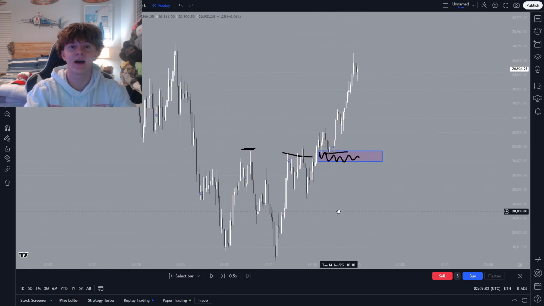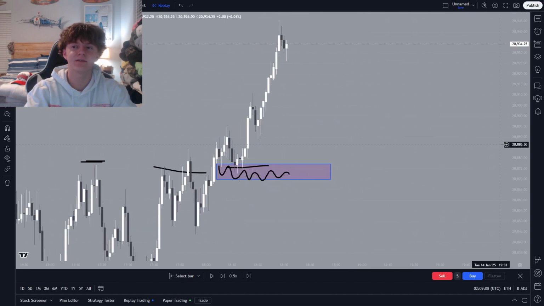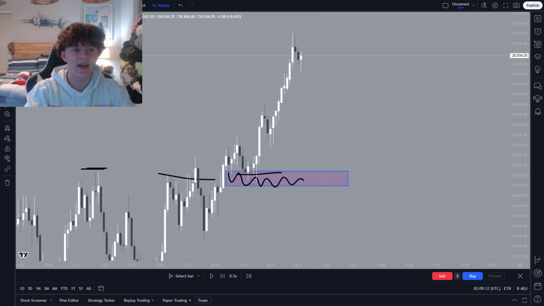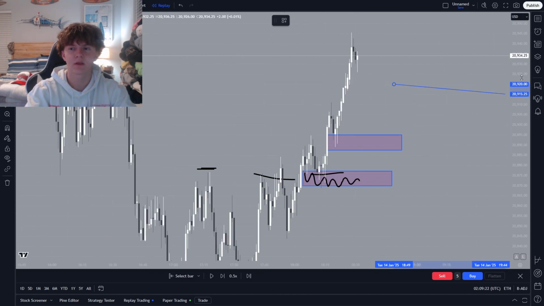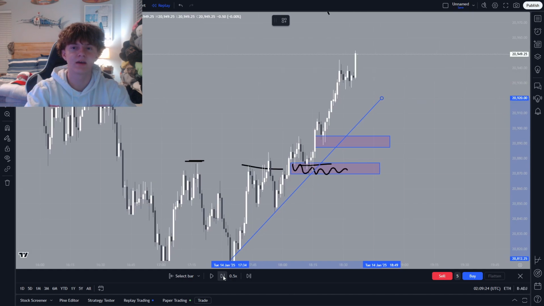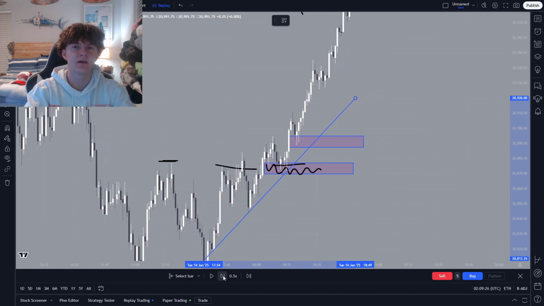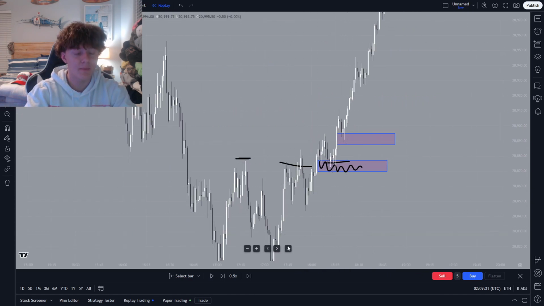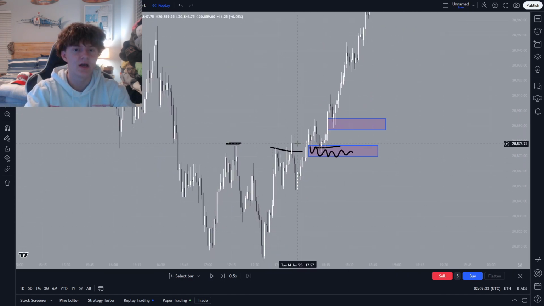Now, this is not even the end of the play, but I just want to show you guys, if you did want a little bit of a better entry on this play, we have another textbook fair value gap right here. It drops back down into it, rejects it, and what a big move up to the upside. If you would have entered at the bottom of this wick, obviously not a lot of people did. A lot of people, especially in my Discord, got in right here.